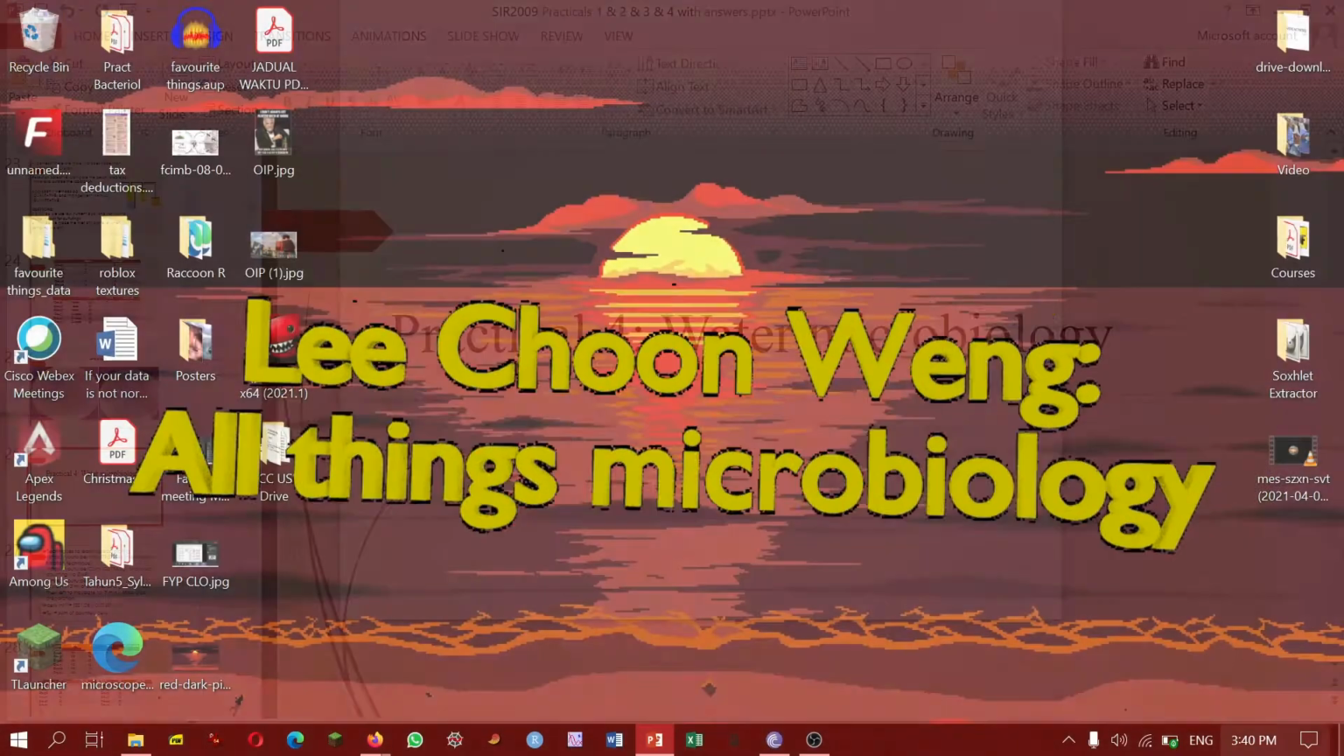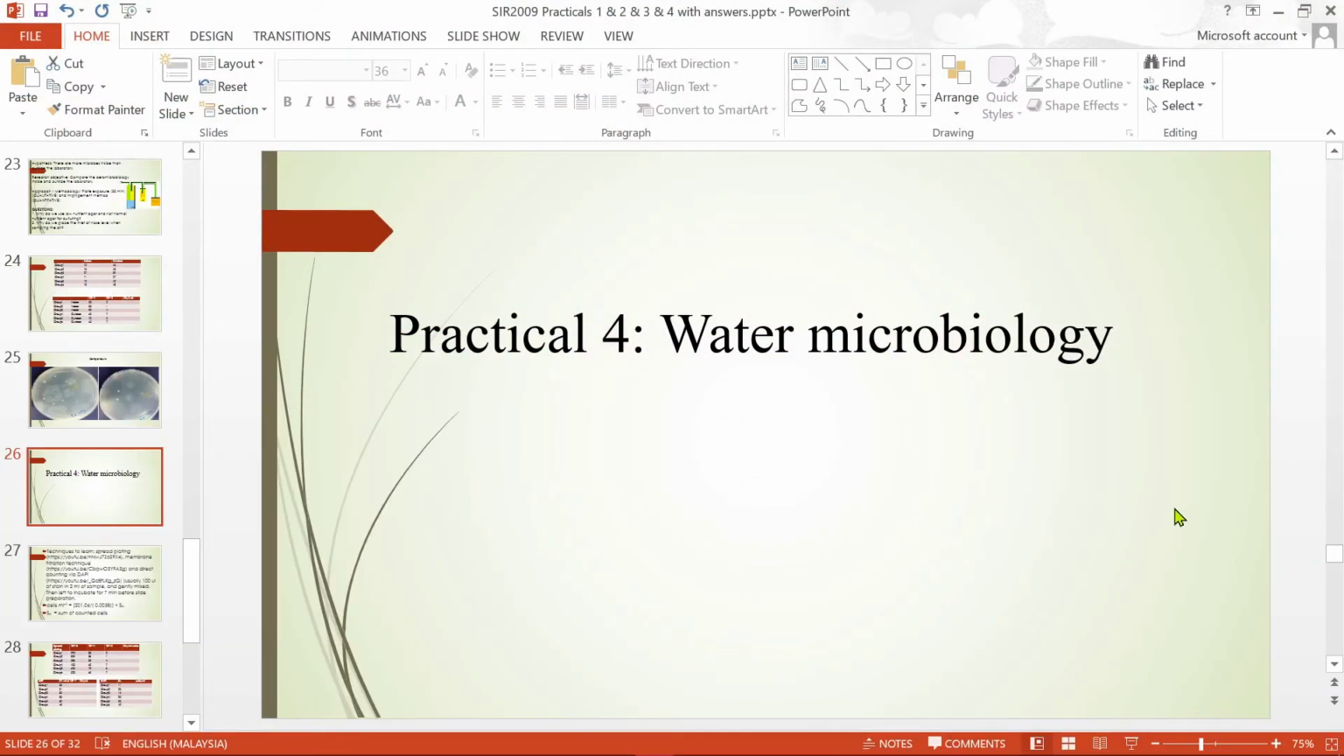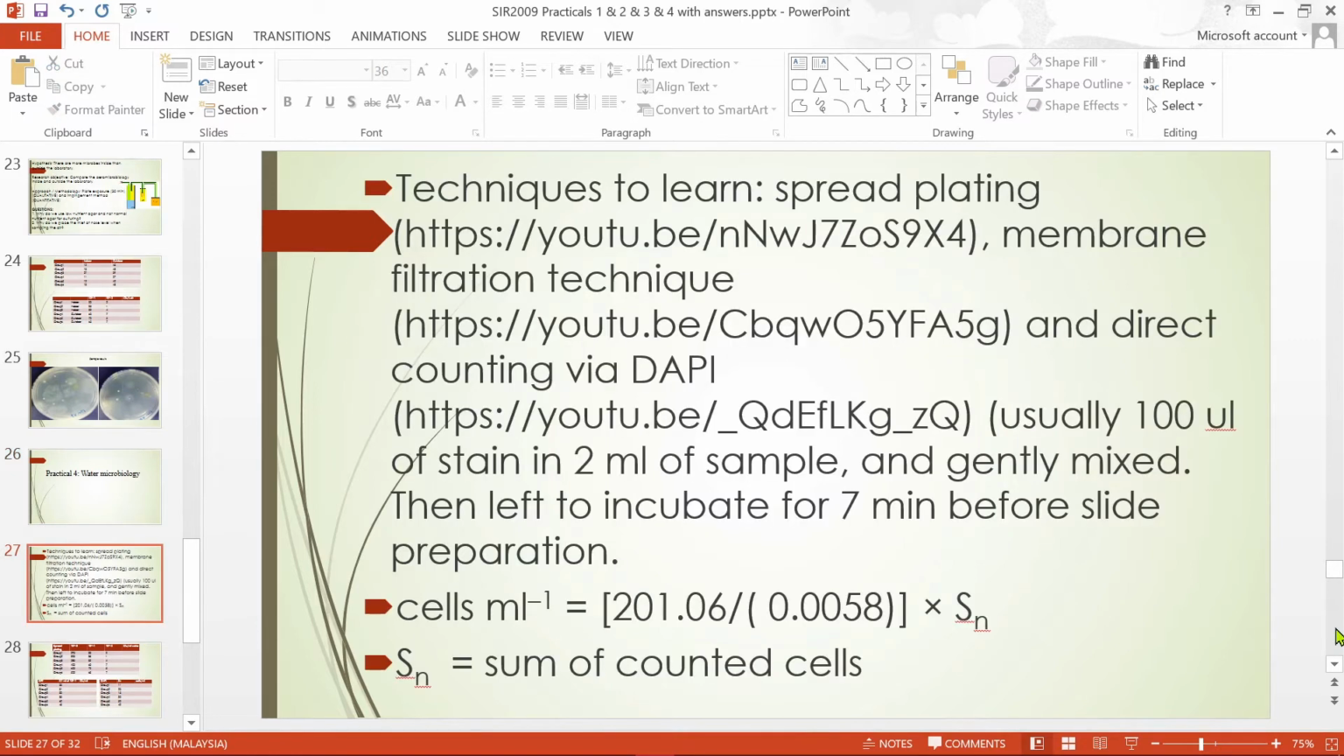So in this practical, we will be focusing on water microbiology. Here, if you are given one sample of water, you are asked to enumerate both culture dependent bacteria and culture independent bacterial abundance in the water sample.